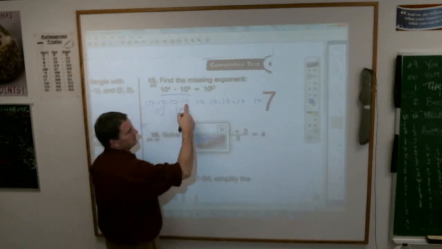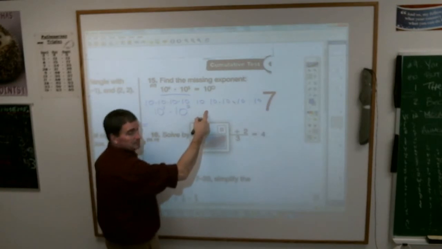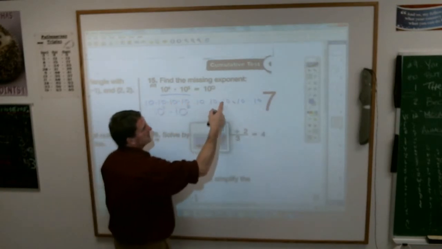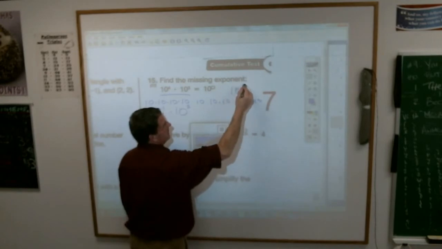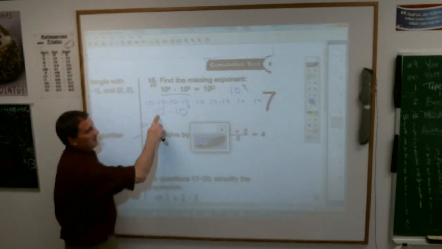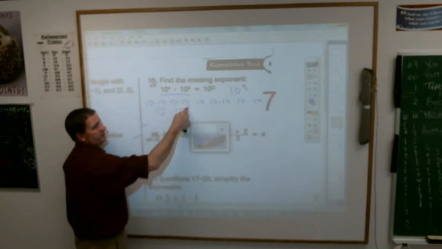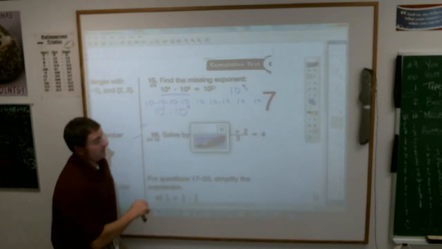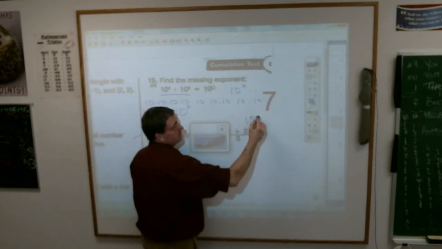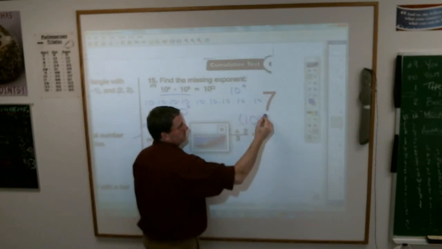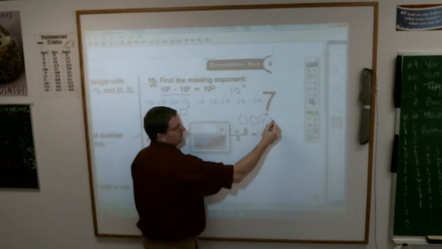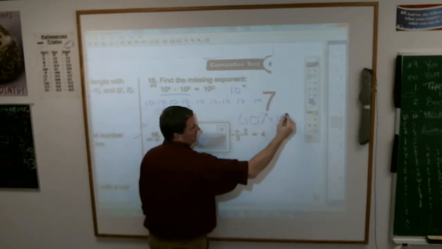Which is 20? You see 20 tens there? Oh, no. 1, 2, 3, 4, 5, 6, 7, 8, 9. This is 10 to the 9th power. Same bases, 2 exponents. When they get multiplied, you add their exponents. If it is an exponent raised to an exponent, then you multiply them. That is 10 to the 20th power.